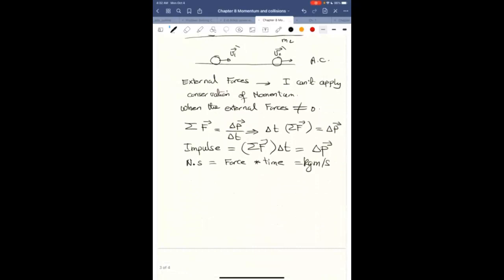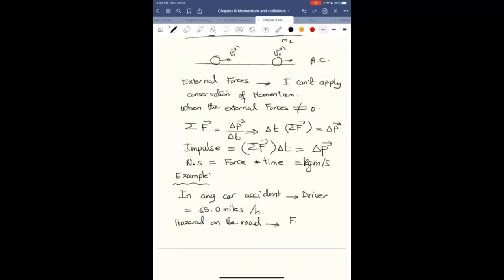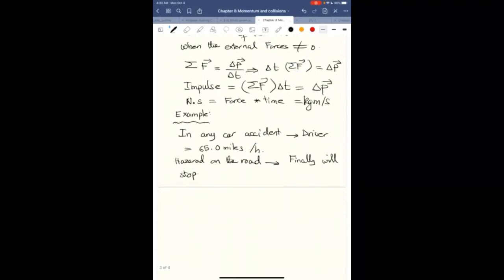Now, okay, I want to introduce an example here. Talking about car accidents, then I will say in any car accident, the driver, if I assume a good driver, moving with 65 miles per hour, and if there is a hazard on the road, he or she will stop. Then I will say delta P, the change in momentum, is constant.